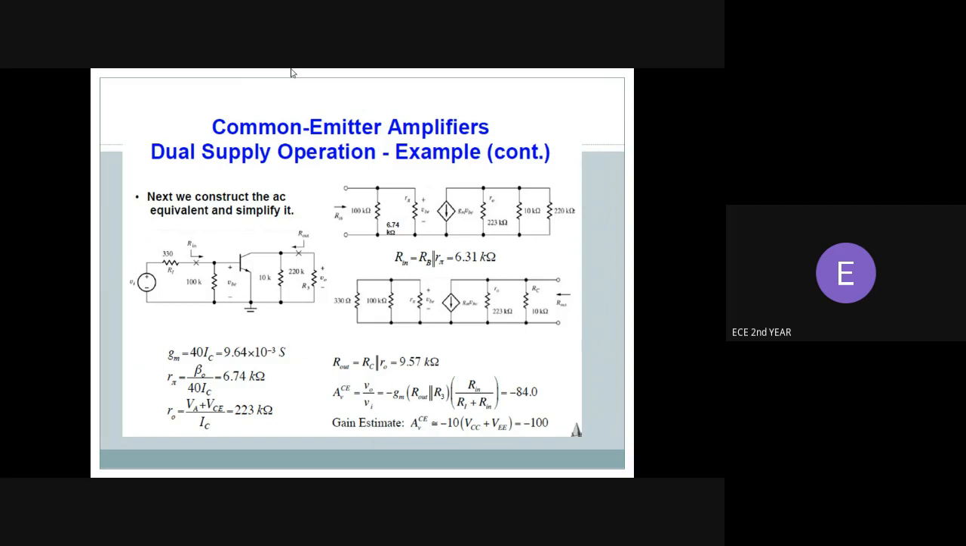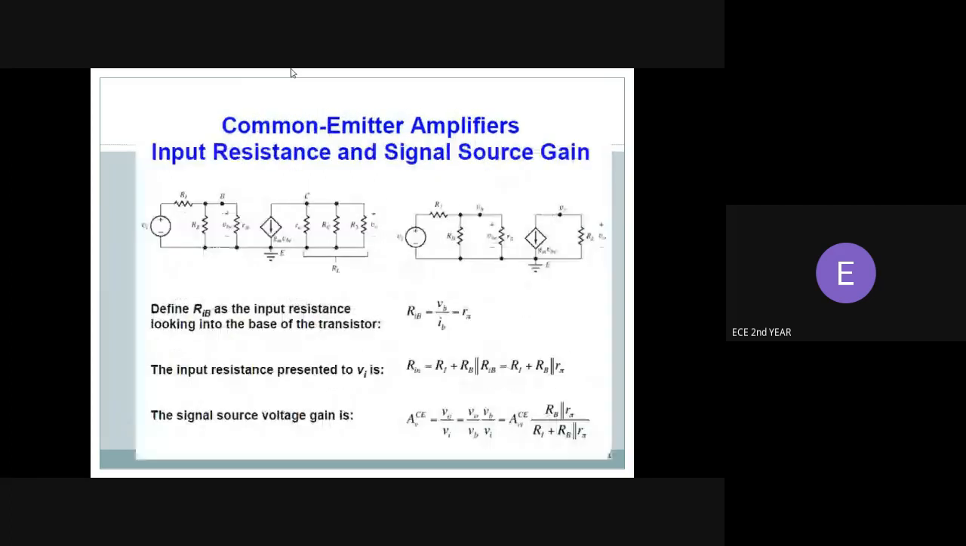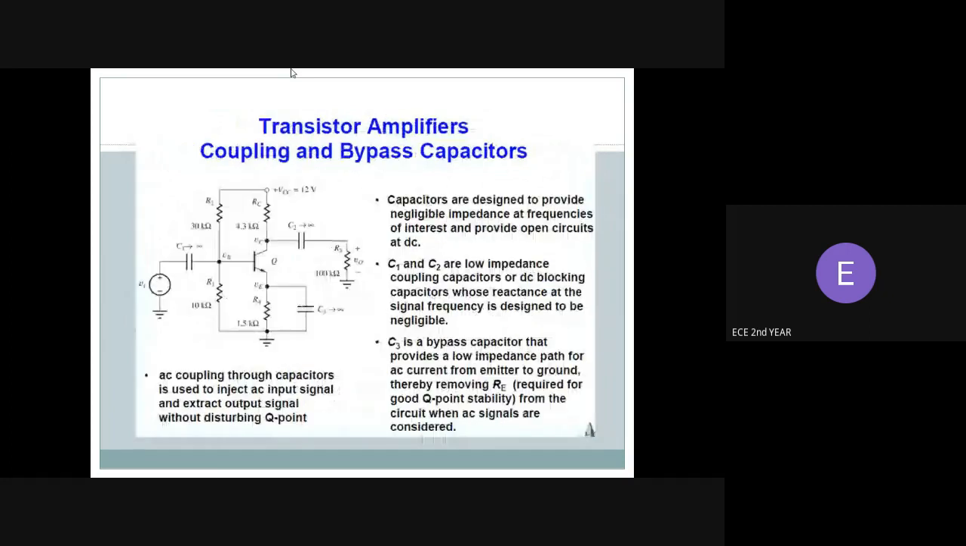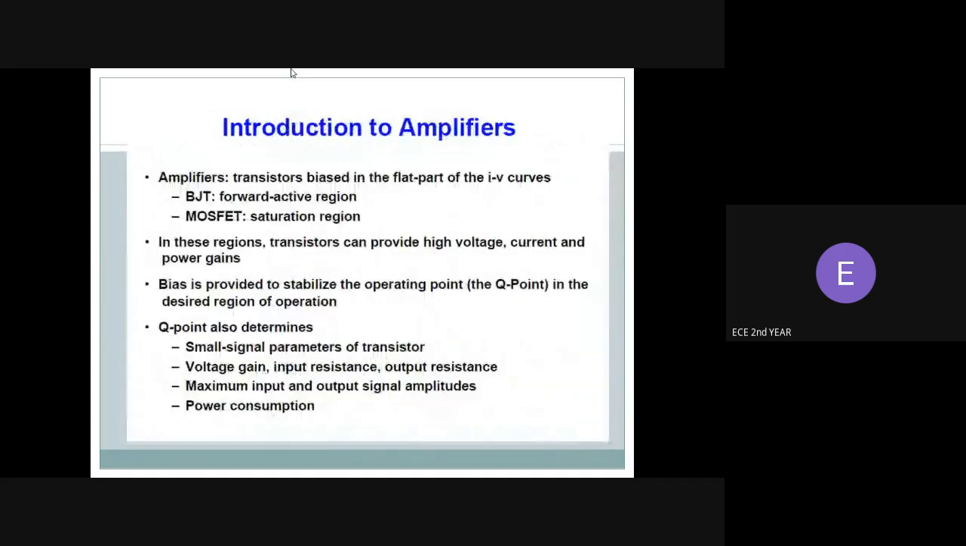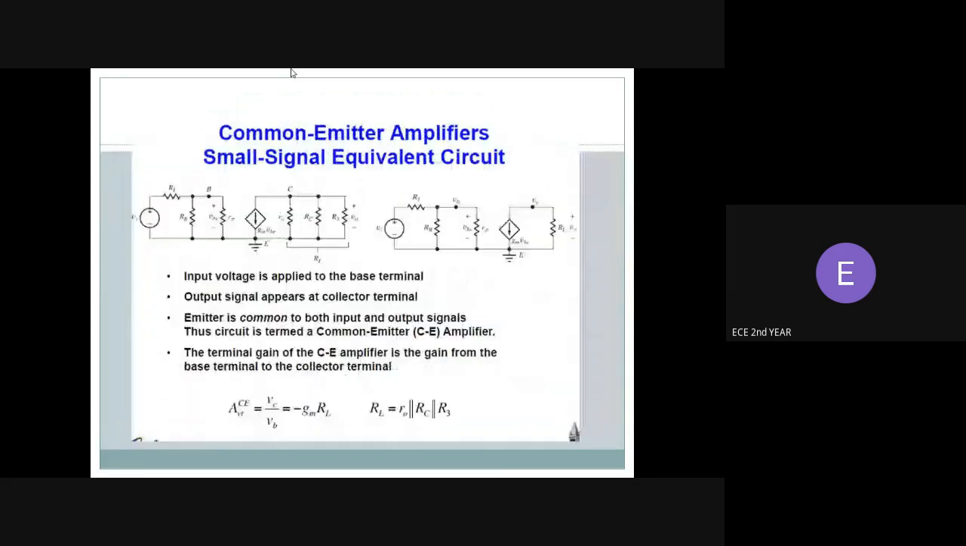So I think we are at the end of this session. Here we're going to conclude. Thank you for attending my session. In this session we have sufficiently treated the small signal model of the BJT amplifier. Thank you.